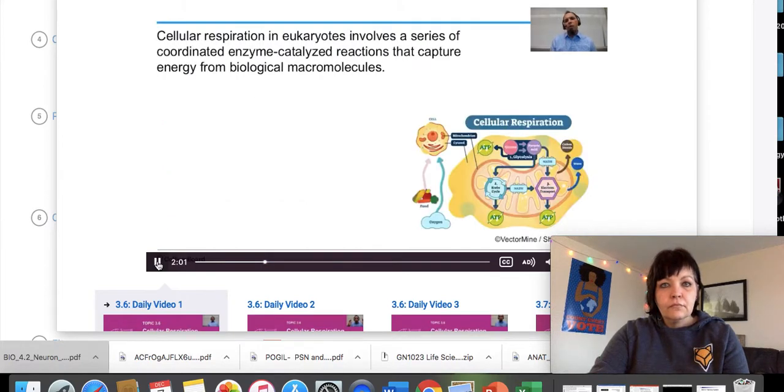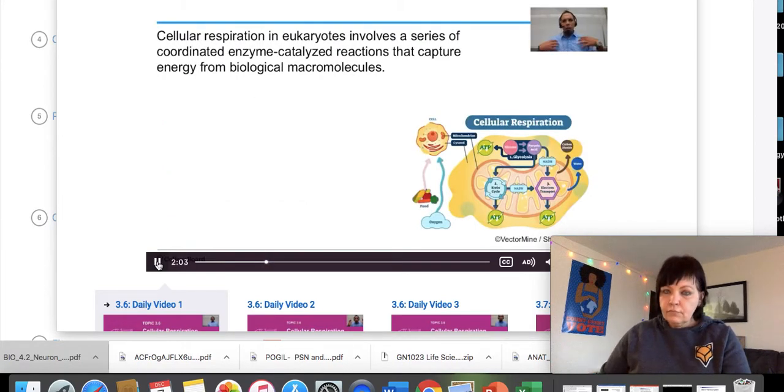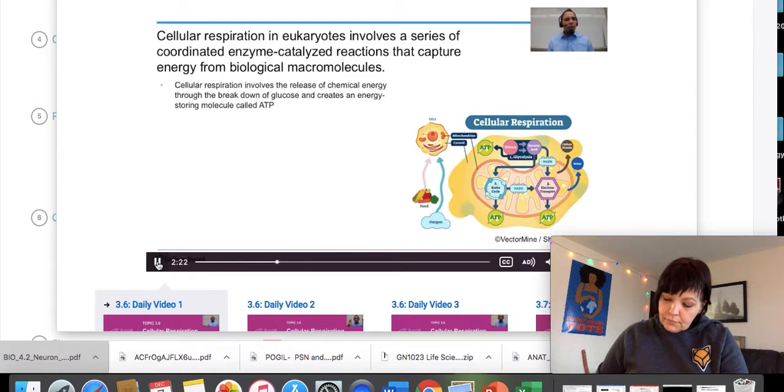So let's talk about cell respiration a little bit. Cell respiration, eukaryotes, we're eukaryotes, right? So we're doing cell respiration now. It involves a series of coordinated enzyme catalyzed reactions that capture energy from biological molecules. There's a lot of words in that sentence. Maybe if there's some terms you're not sure of, pause the video and define them. So I have a picture here of cell respiration, a quick overview. Again, maybe stop and draw, may be helpful. So cellular respiration involves the release of chemical energy through the breakdown of glucose and creates an energy storing molecule called ATP.